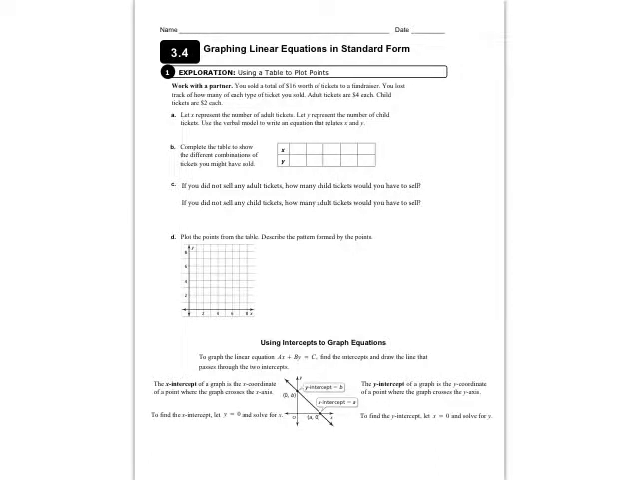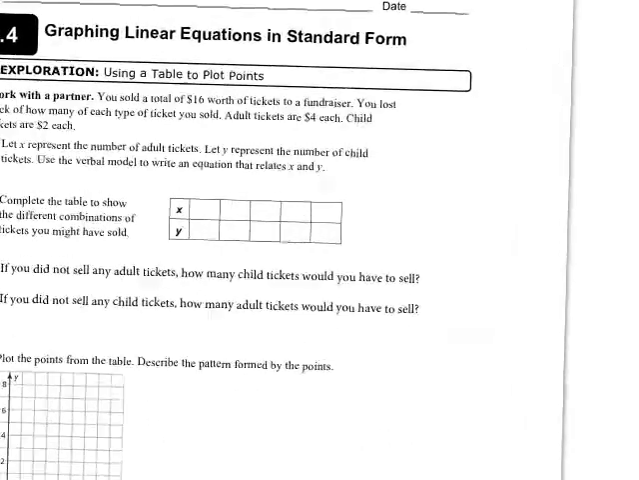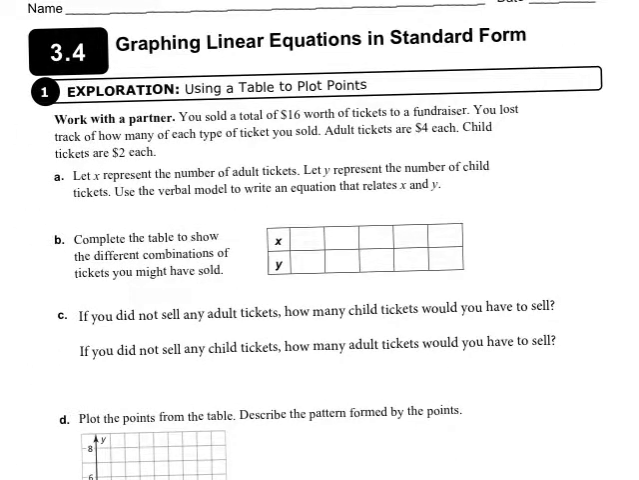If I zoom in here on A, we have $4 per adult ticket, so that's going to be my 4X. On top of that we have $2 per child ticket, so 2Y. And we want to make that equal to $16, because it tells us that we sold a total of $16 worth of tickets.